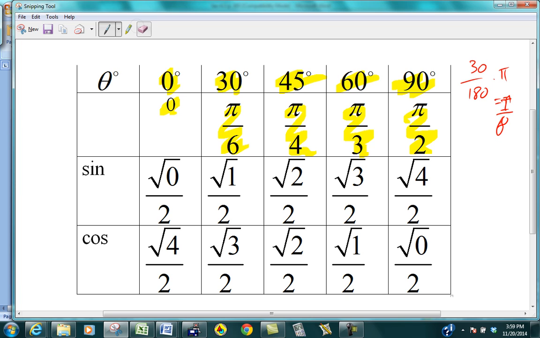Okay. It doesn't write well at the edge, does it? Okay, let's try one more time. So this is equal to pi over 6.